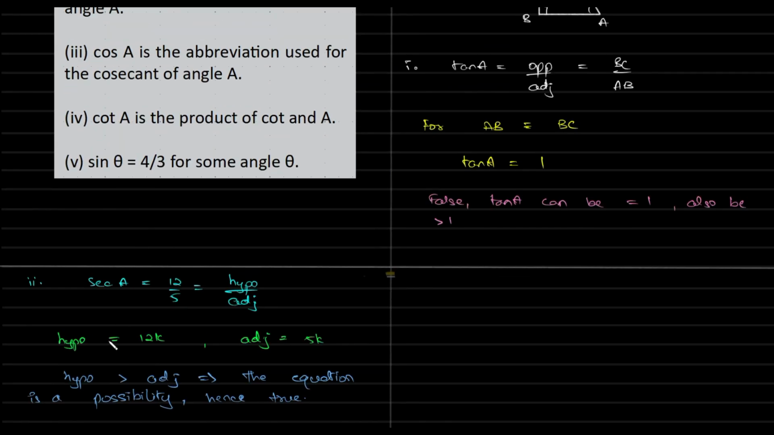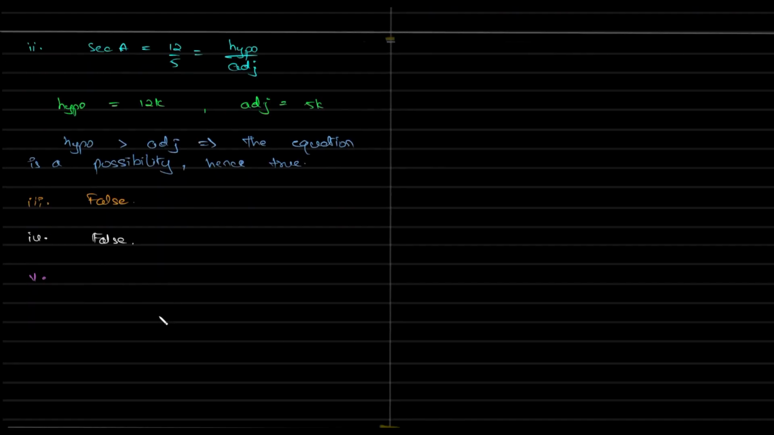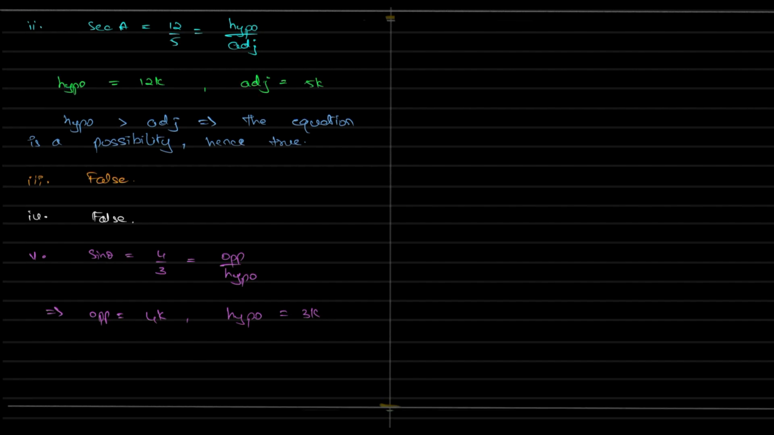Sine of theta is 4 by 3 for some angle theta. So let's look into this. Sine theta is 4 by 3. Sine is opposite by hypotenuse. So on comparing, this implies opposite is 4k while hypotenuse is 3k. So is this possible? Can this happen?